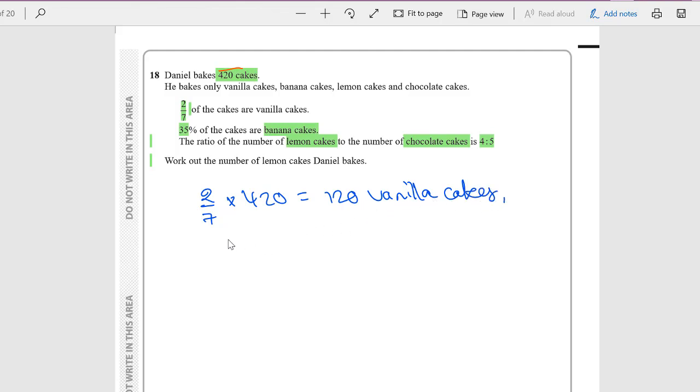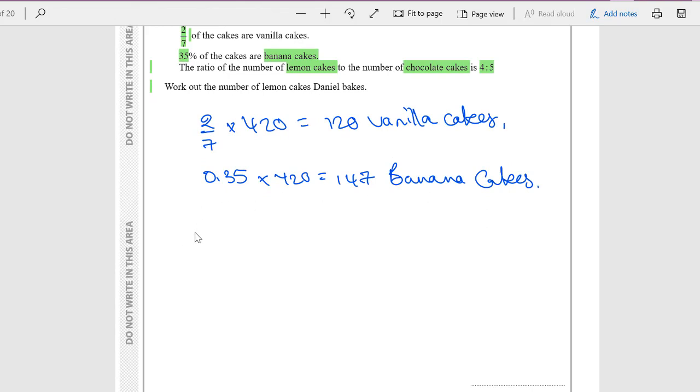And then it said 35% of the cakes are banana cakes. So I know that 35% I can write as 0.35 times 420, which equals 147 banana cakes. And so to find the lemon and chocolate cakes, I'd say 420, which is the total, subtract 147, subtract 120, which gives 153.